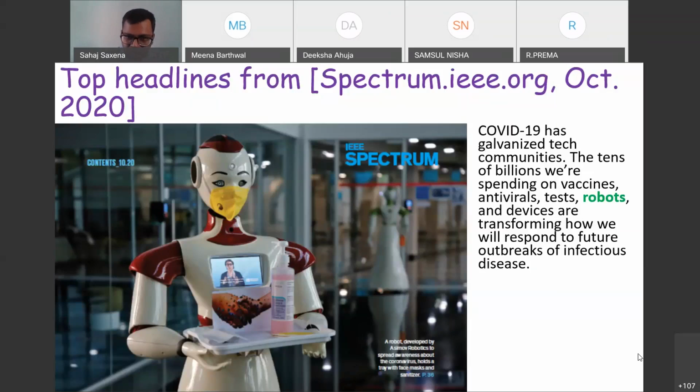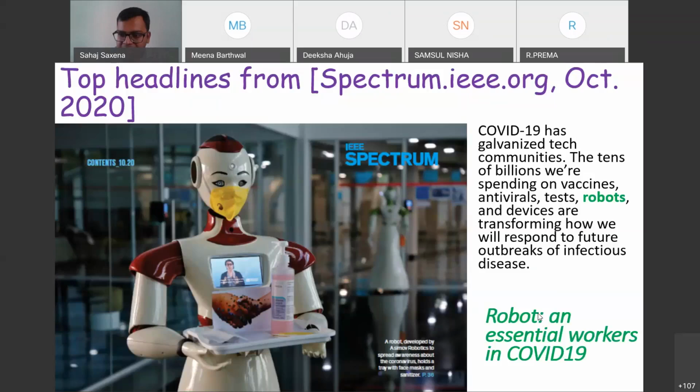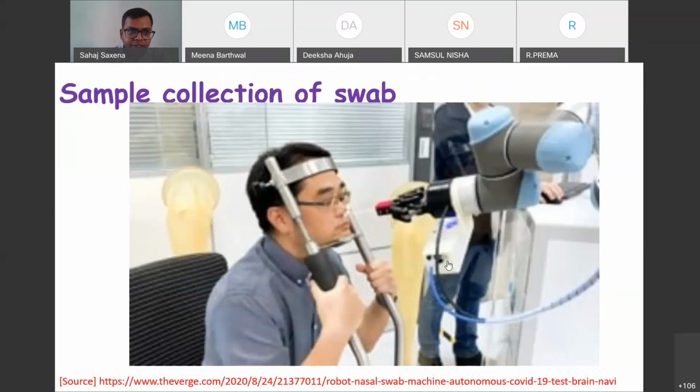So as of now, we can say that robots are essential workers; let us see how they are essential to us. The first is sample collection of the swab. What is sample collection of the swab? It is the most typical thing we worry about, and people are frightened, because it is infectious and the authority collecting the samples may also get infected. So here the robots play an important role. Let us see how, and we will see a video so that you can understand what it actually is.